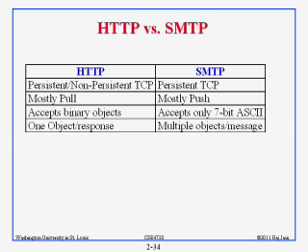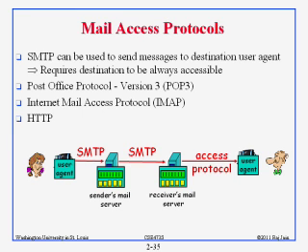I'm going to come to receiving mail in a minute if that is your question. HTTP accepts binary objects. HTTP was designed when we understood binary objects. SMTP accepts only 7-bit ASCII. HTTP has one object per response. With SMTP you can get multiple objects per message. So you could have a message which has a picture in it and web pages and everything else.